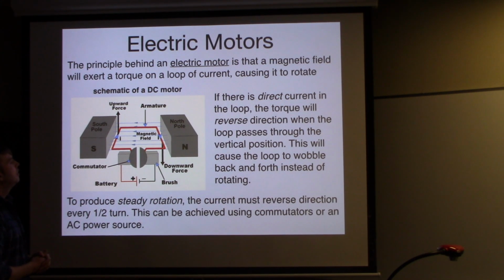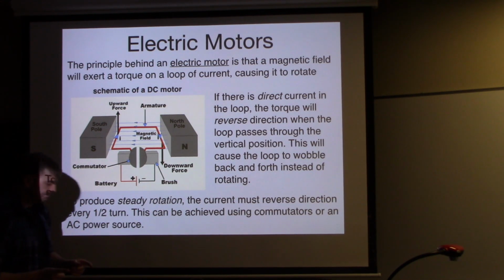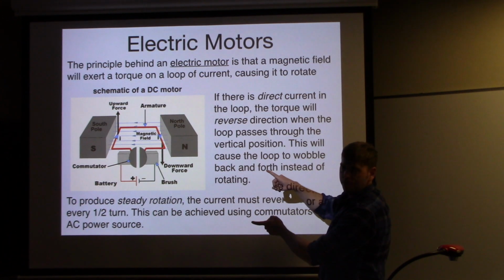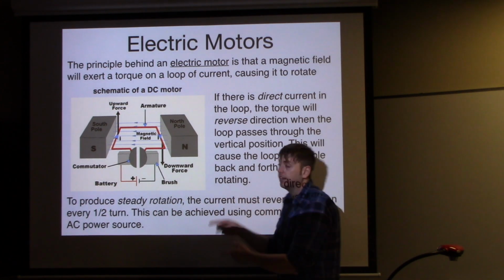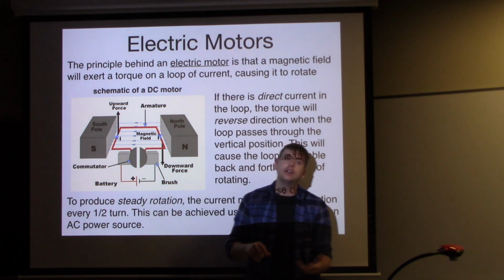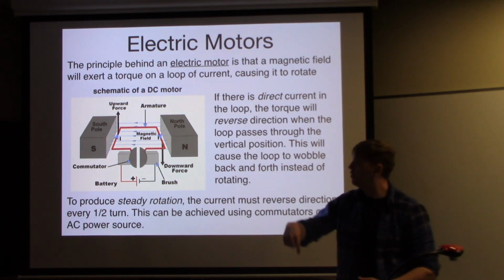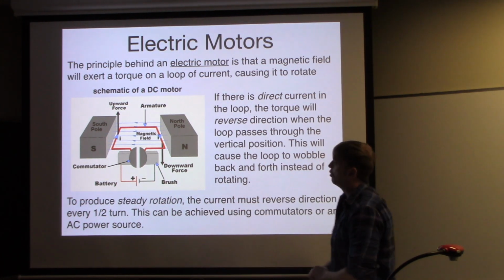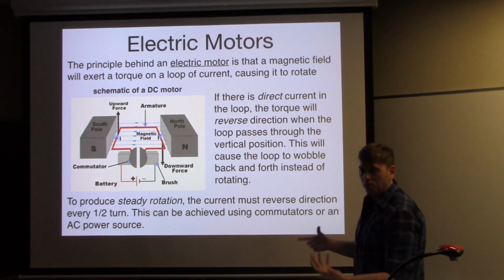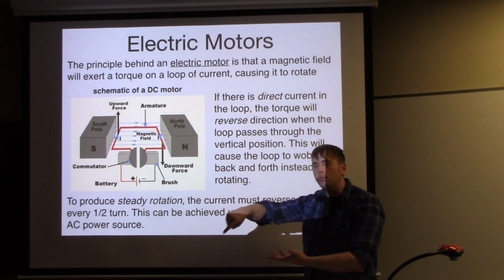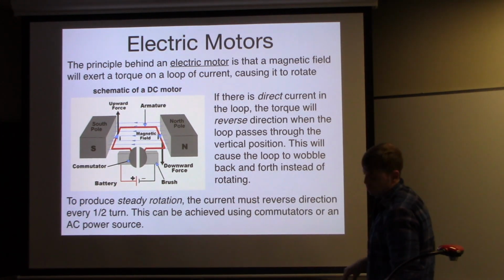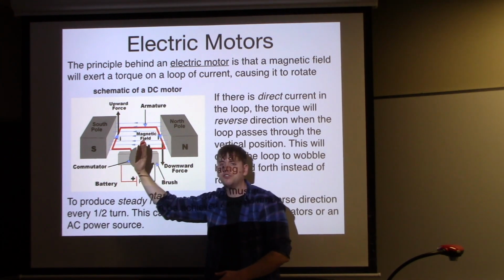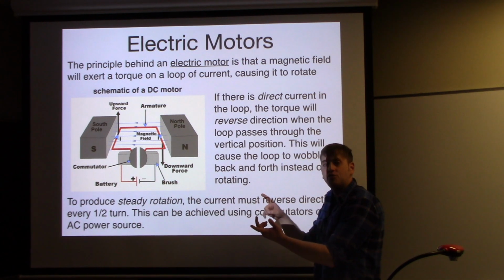All right? So there's a problem here though. If we just have a loop of wire connected to a battery, there's going to be direct current. The current is just going to flow one way, and stay flowing in that same direction the whole time. That's a problem because if the current is flowing in one direction and not changing at all, as soon as this loop passes over the vertical position, the torque is going to change direction.